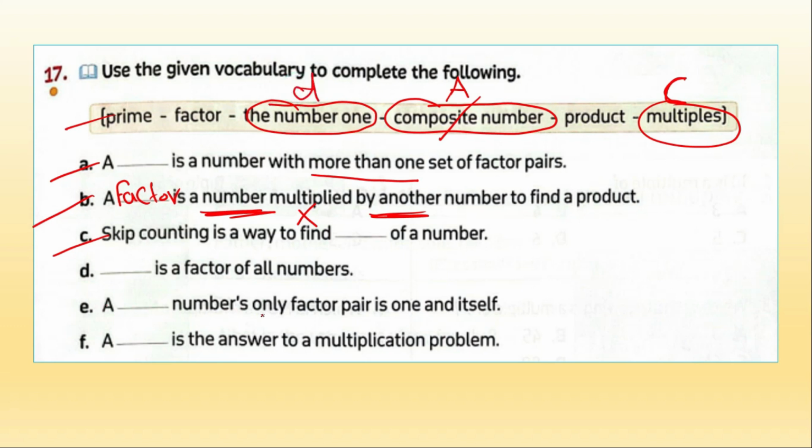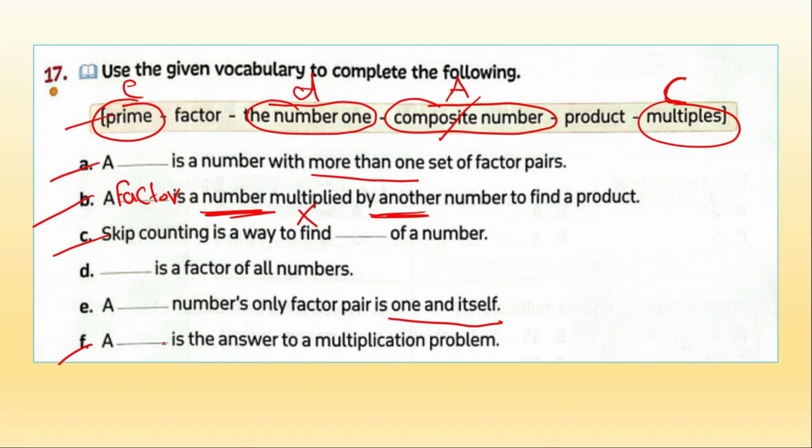Which number's only factor pair is 1 and itself? Of course, they are prime numbers. Okay. Only pair, what does only pair mean? A pair means 2 of something, two things together. One pair means 2 parts or 2 things or whatever.